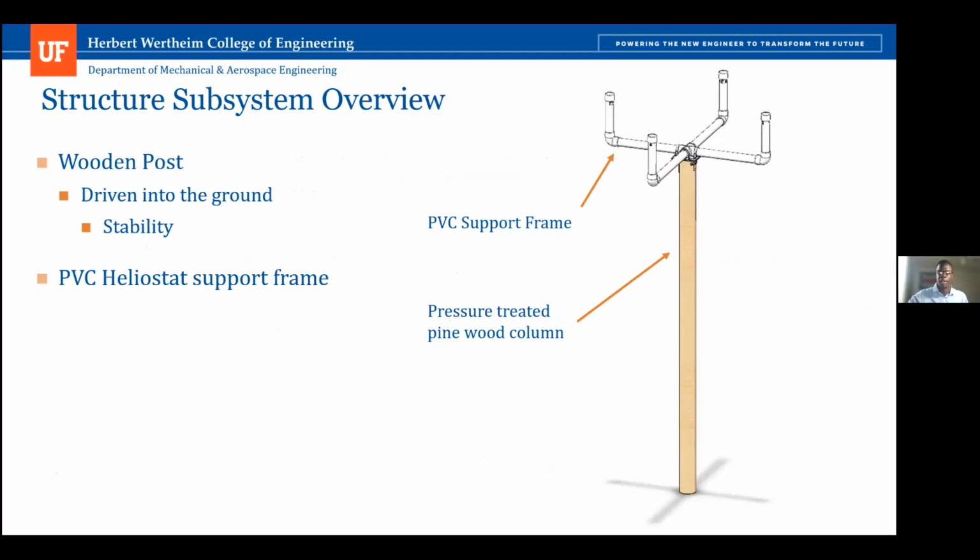The structure subsystem can be broken into 2 parts. There's the PVC frame that supports the reflective surface and a long wooden pole that's going to be driven into the ground. In the picture you see to the right, the vertical wooden post is around 6.5 feet tall, but that'll be mostly driven into the ground to support the modules.